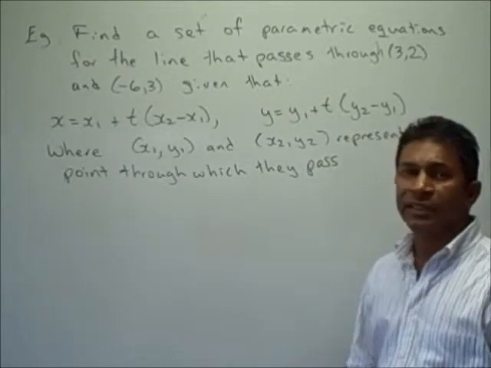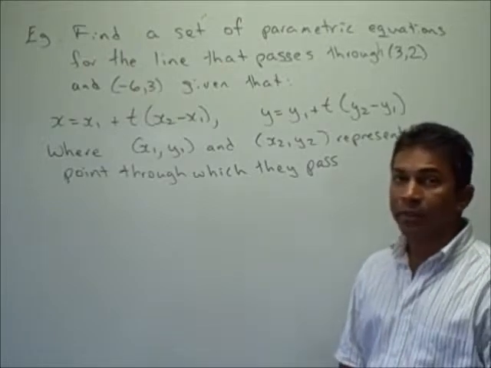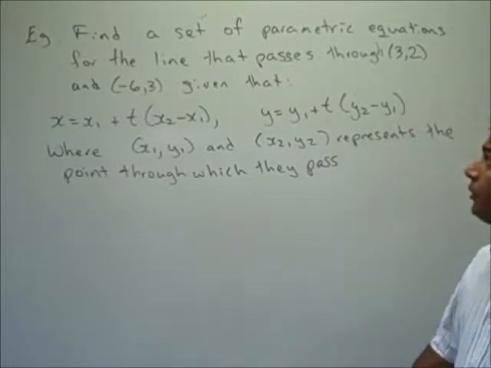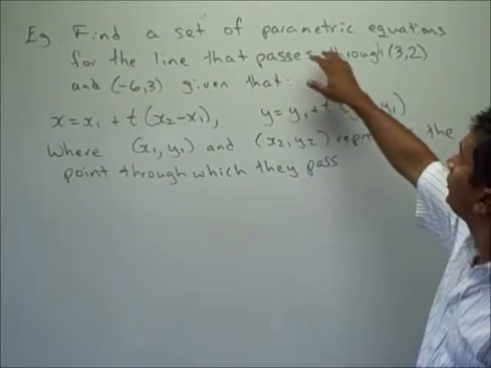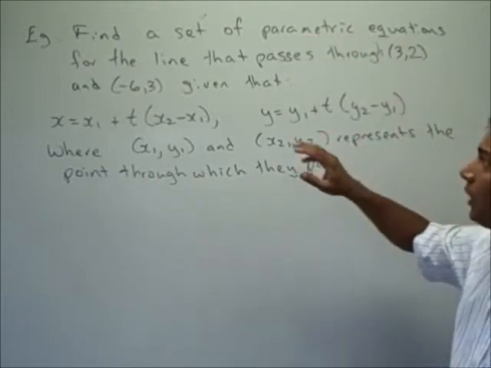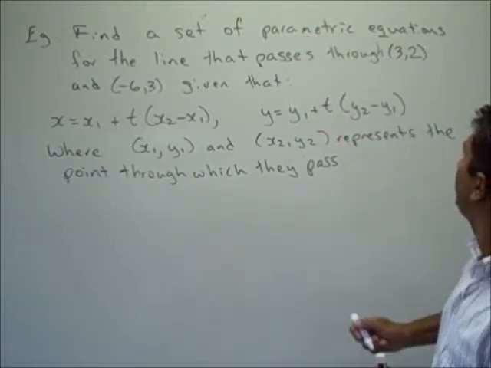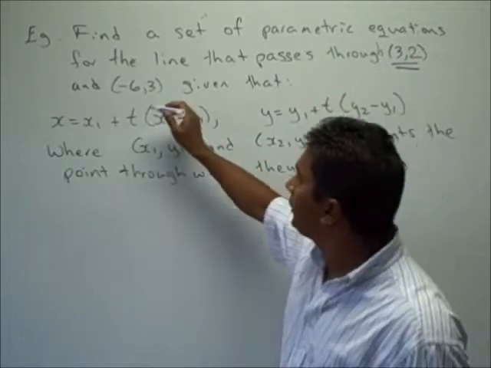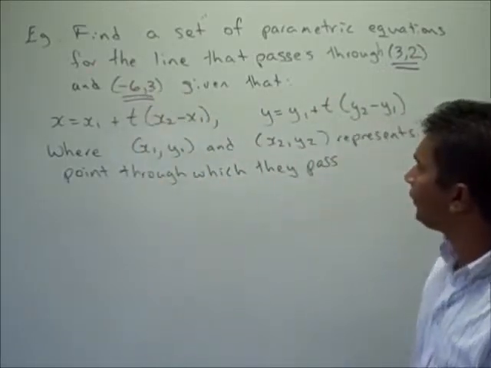In our next couple of examples, we will be writing a set of parametric equations. Here in this question, we're being asked to find the parametric equations for the line that passes through the points (3, 2) and (negative 6, 3).